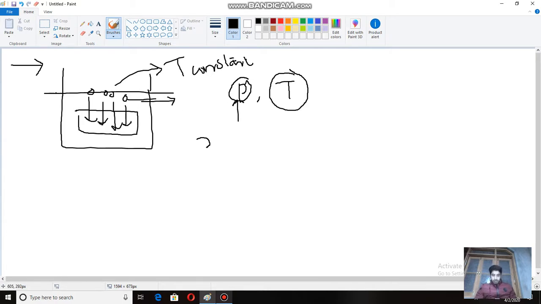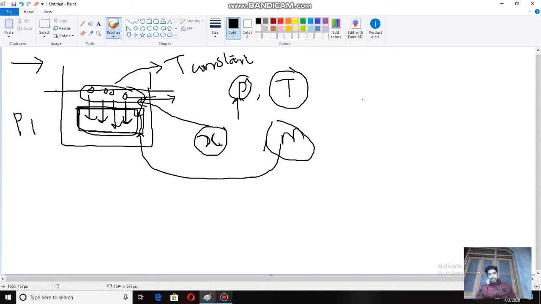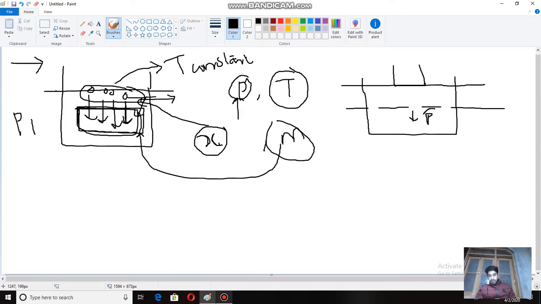And let x be the mass of adsorbate, meaning these particles which are adsorbed on the solid surface, at pressure P1. Suppose the pressure is P1, and let the mass of this surface, this adsorbent, be m. This x is the mass of adsorbate and m is the mass of adsorbent, the solid surface. Now let us increase the pressure. Increasing pressure means put some more weight over this piston. This will move downwards and pressure inside will increase. That means more and more particles will be adsorbed over this surface. That means this x will increase.